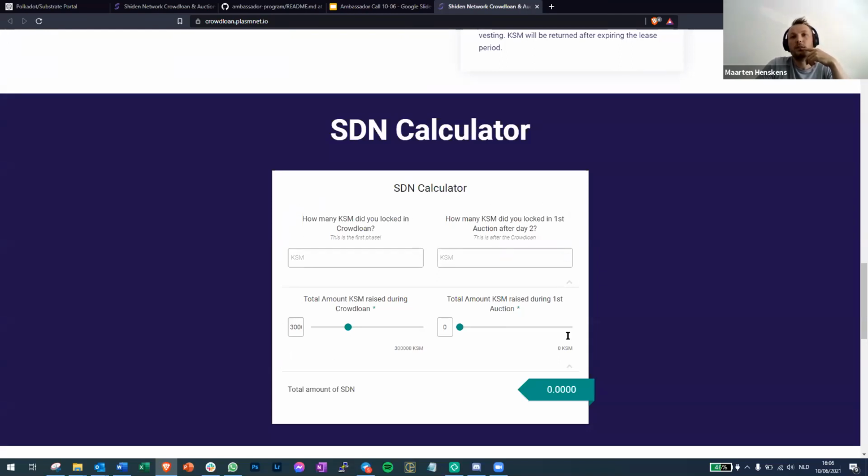Later on, this auction will be also important to calculate the total amount of native tokens. When the auctions start, I will lock this part of the calculator, because then we will know the first crowd loan period plus the 2 days. So that amount will be locked here, so we can go with the other auctions and calculate a much better result in the end.